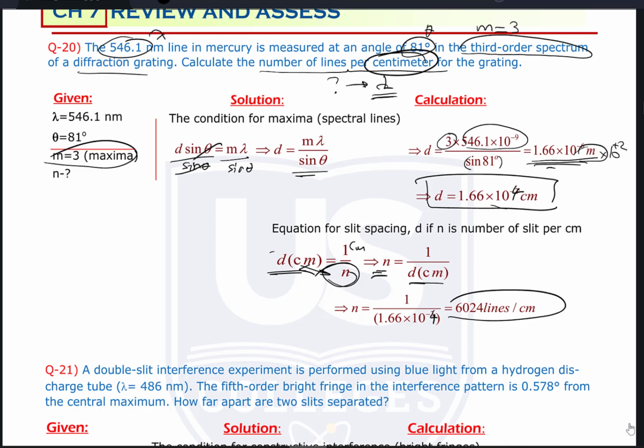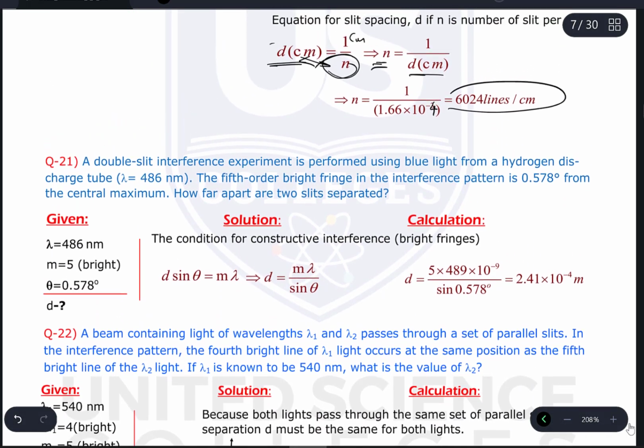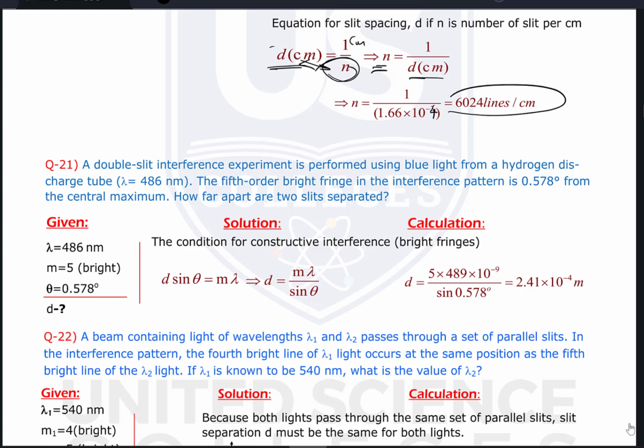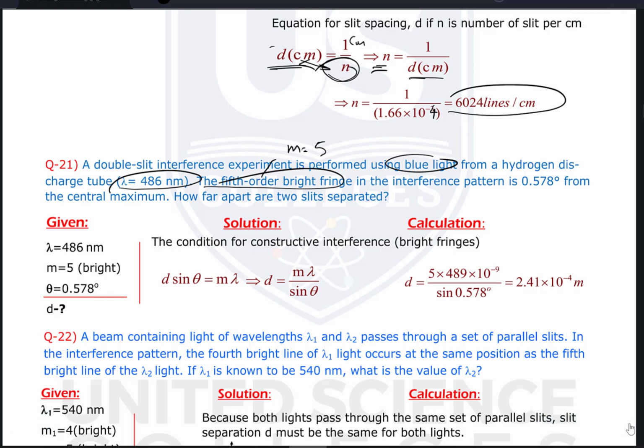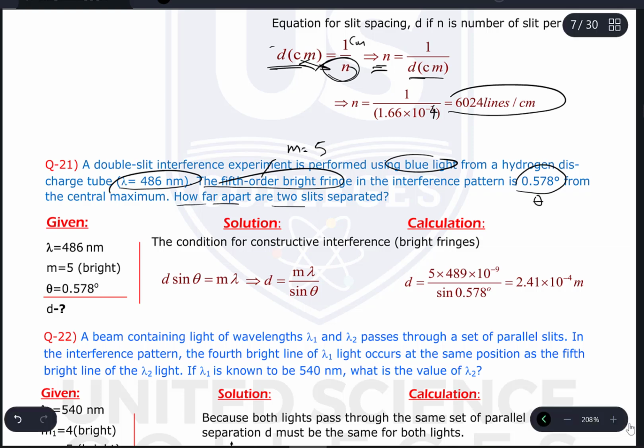Question number 21. A double-slit interference experiment is performed using blue light from a hydrogen discharge tube. Blue light has a wavelength of 486 nanometers. The fifth order bright fringe, that is m equals 5, in the interference pattern is at 0.578 degrees, that is theta, from the central maximum. How far apart are the two slits? The slit spacing is the question.